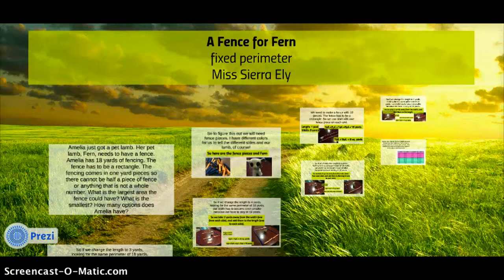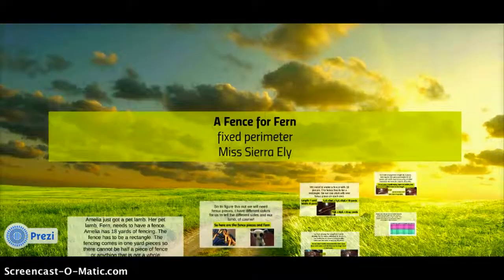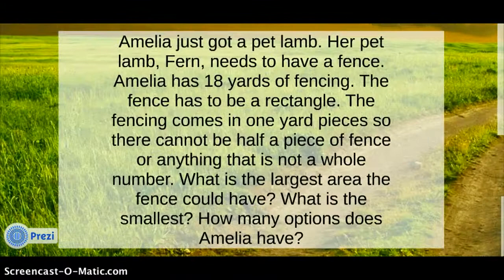Alrighty guys, so today we're going to be learning about fixed perimeter problems with our problem of fence for Fern. We're going to be talking about Amelia, and Amelia just got a pet lamb, and her pet lamb Fern needs to have a fence. So Amelia has 18 yards of fencing.